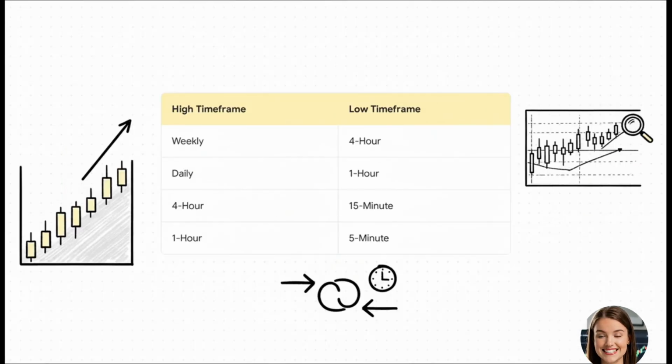And hey, to make things a little easier, check this out. This is a great little cheat sheet for pairings. If you find your order block on the daily chart, you can drop to the 1-hour for your confirmation. If you're starting on the 4-hour, the 15-minute is your go-to. This gives you a fantastic starting point for your own analysis.